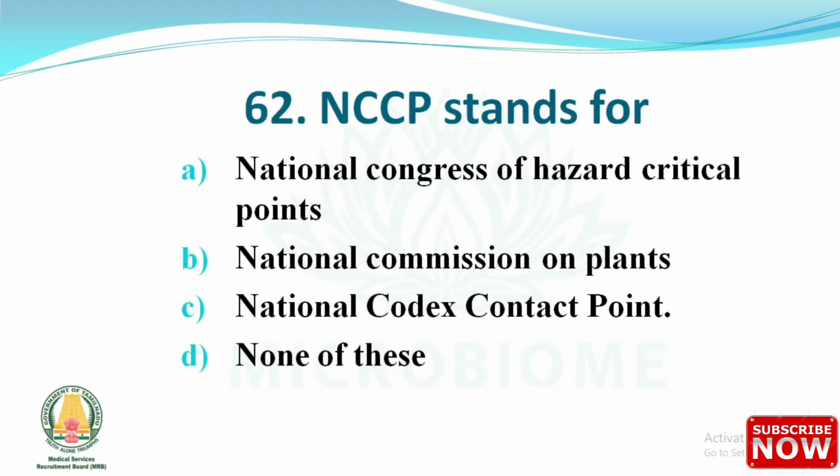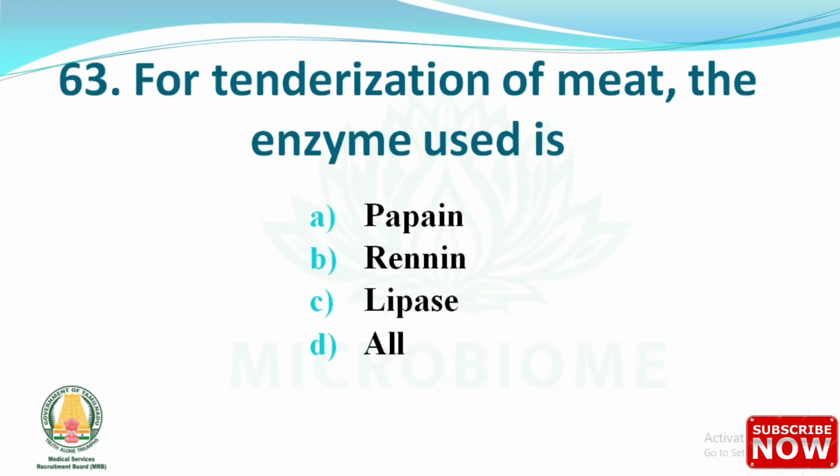And next, NCCP stands for? The options: National Congress of Hazard Critical Points, National Commission on Plants, National Codex Conduct Point, none of these. The right answer, option C, National Codex Conduct Point. And next, for tenderization of meat, the enzyme used is? The options: papain, renin, lipase, all. The right answer, option A, papain.